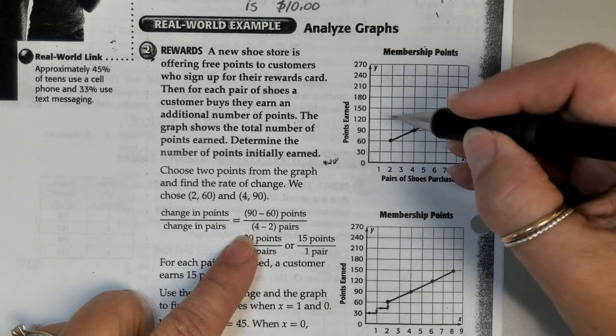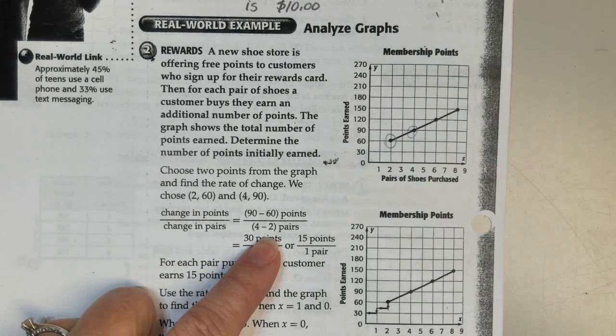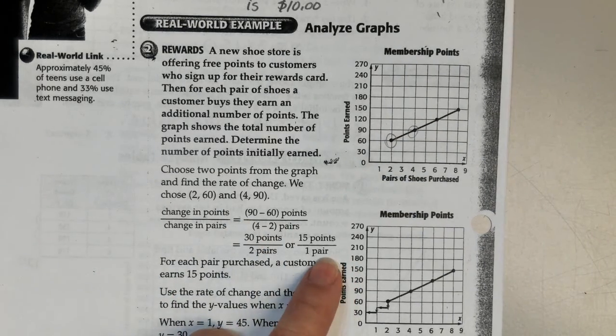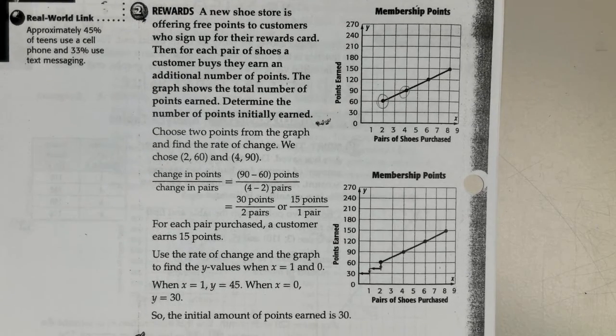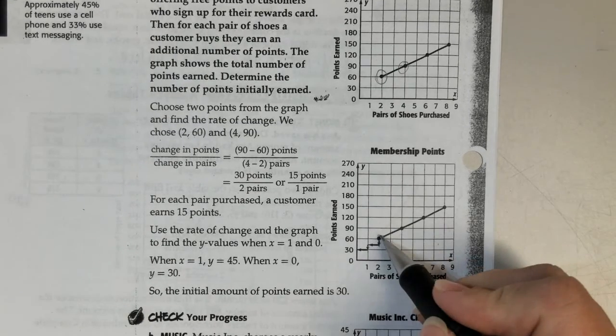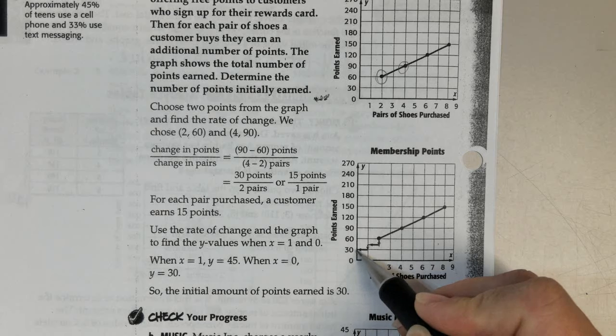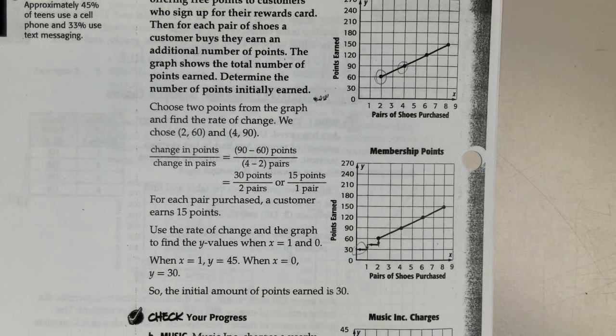They chose 490 and they chose 260. And they used the slope formula to find out that they were earning 15 points per pair of shoes. Now, if we use that rate of change and work backwards on the graph, just like we would a table, you subtract 15, and then you subtract 15 again, and you find out that the initial value, or the amount of points initially on the card before they started earning for shoes, was 30. So you can work backwards on a table or a graph and get that initial value.